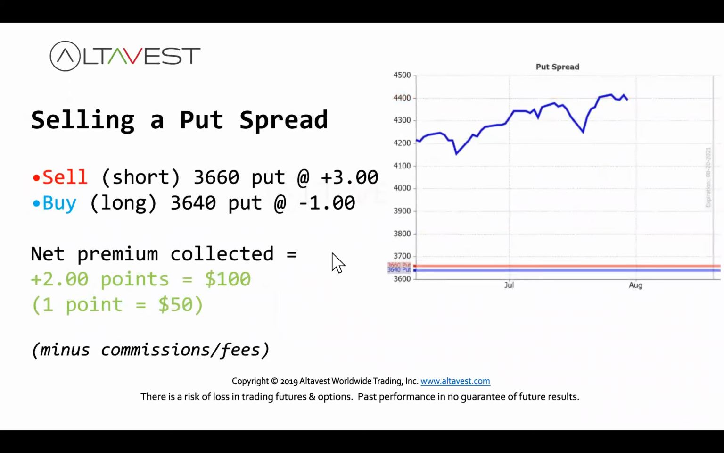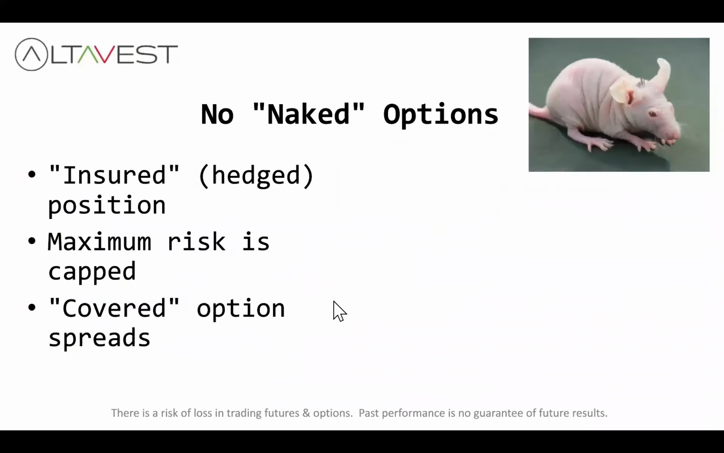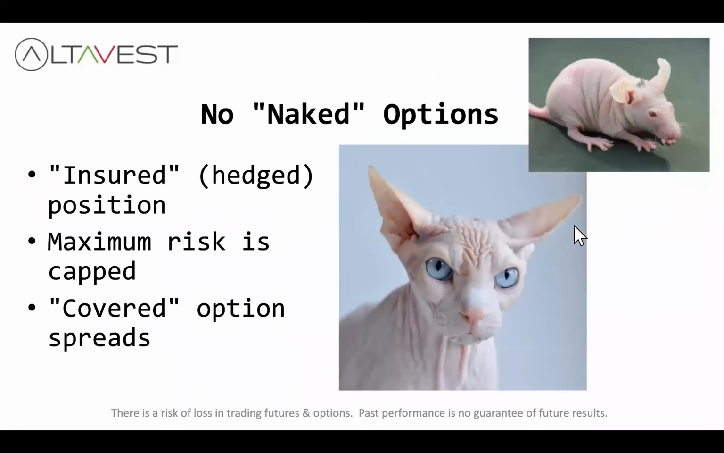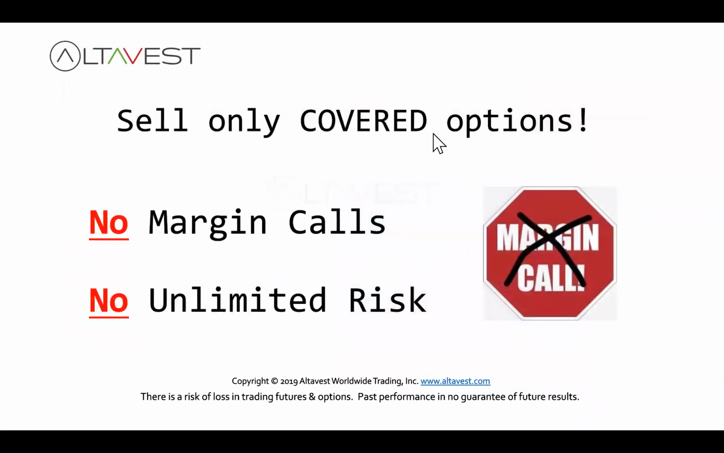And then same thing with a put spread. You sell the put spread here and you collect a net premium. Won't go into the details on that. And remember, these are not naked options. What I mean is you don't want to end up uncovered like these poor critters here. These are all covered spreads. Your maximum risk is always predetermined ahead of time. So with covered options, that means you don't have margin calls and you do not have unlimited risk. That's a huge benefit. If someone tells you to trade options naked, don't. Do not sell naked options.